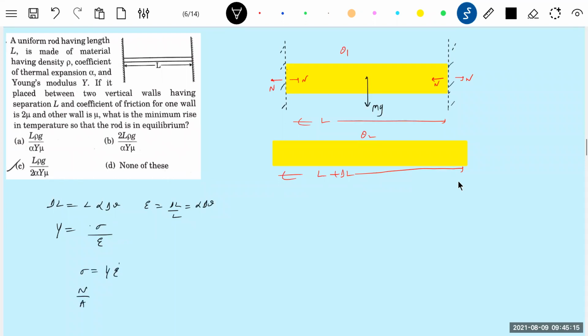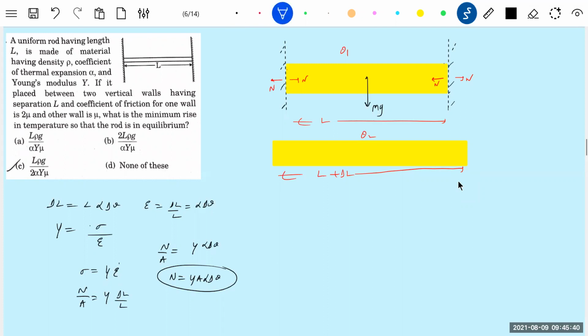Sigma is N by A, Y delta L by L. So this will be N by A, and delta L by L is alpha delta theta. So N is equal to Y A alpha delta theta. Okay, this is the normal contact between the wall and the rod. After getting this normal contact, then the frictional force.